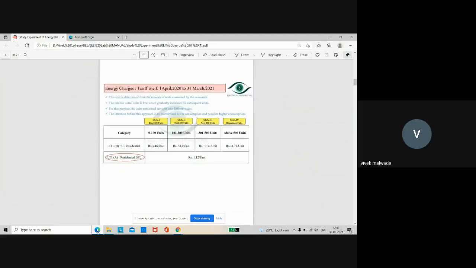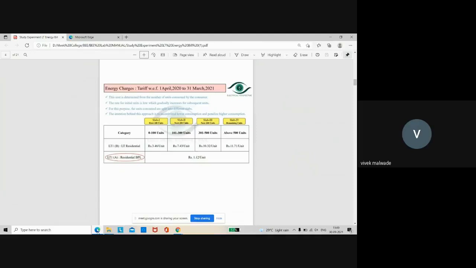Okay, now here you can see that for LT1B, that is LT residential, the first slab is of 100 units, the second slab is of 200 units that starts from 101 unit to 300 units, the third slab is from 301 unit to 500 units, and the fourth slab is above 500 units. Means if you are using electricity under 100 units, आपका बिल अगर 100 यूनिट से कम आता है आपके घर का, in that case rupees 3.46 per unit is charged. Means for the first 100 units the charge for the electricity that you are going to use is 3.46.